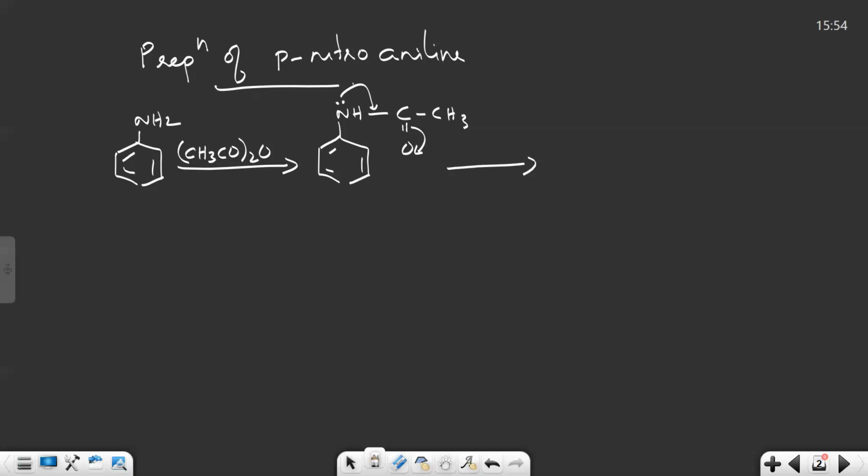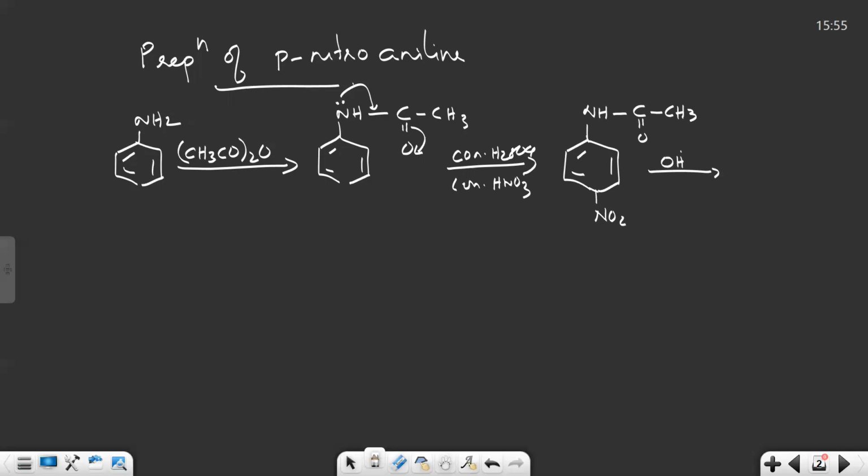So when you nitrate this compound again with concentrated H2SO4 and concentrated nitric acid, the product formed will be para-nitroacetanilide, with NHCOCH3. To get the NH2 group back, we can hydrolyze it. Then the NHCO bond will cleave, and you get NH2 and NO2 here. So you will get the para-nitro derivative as the major product.